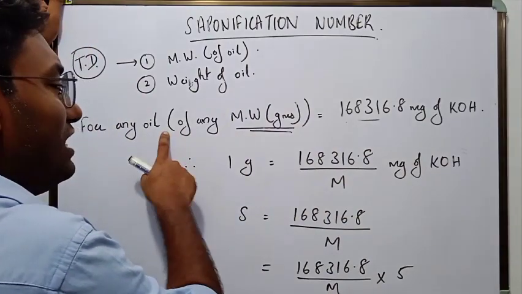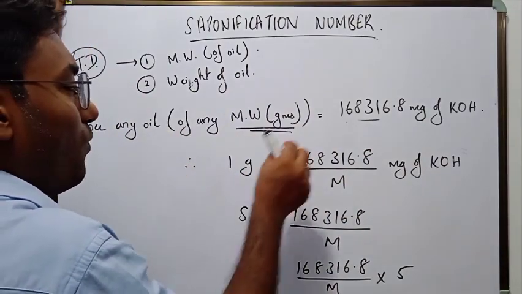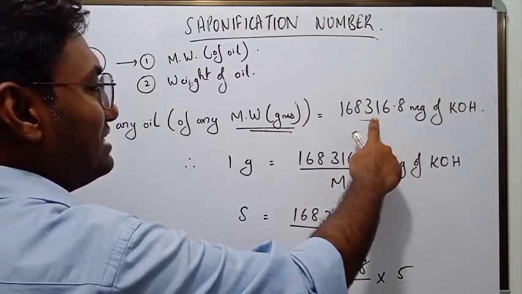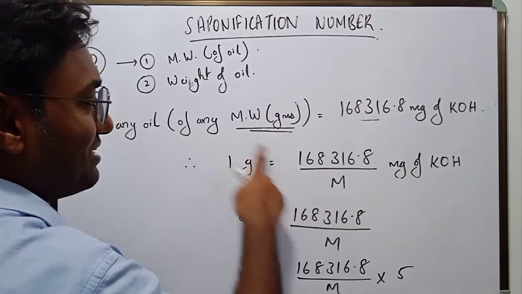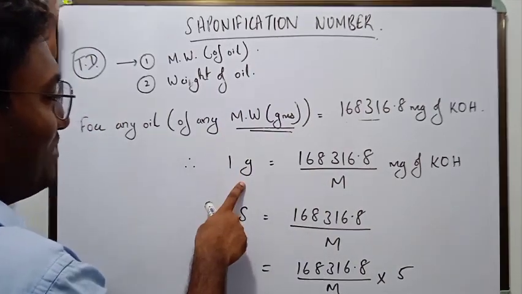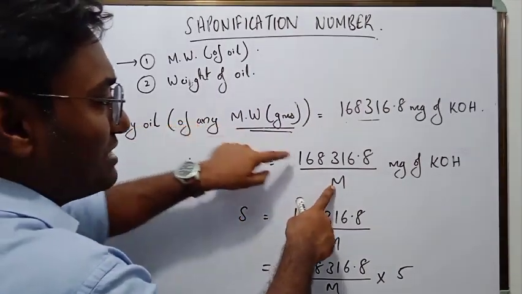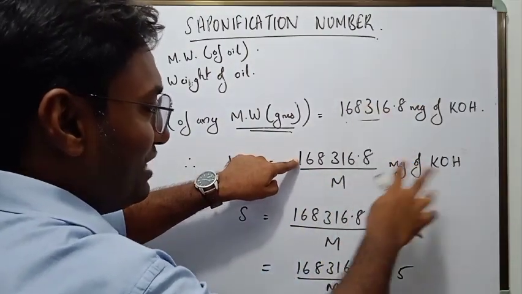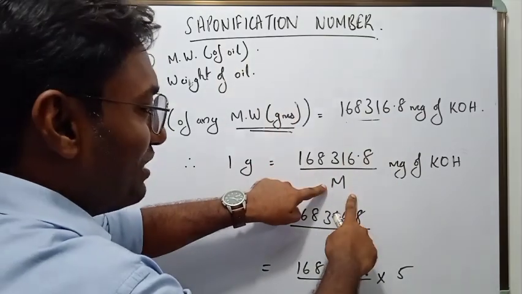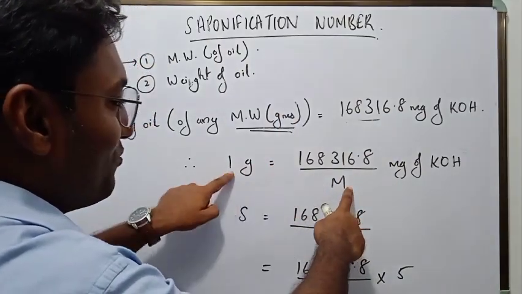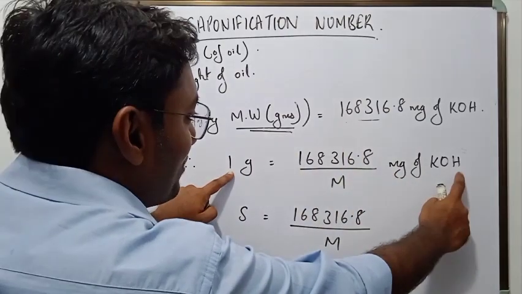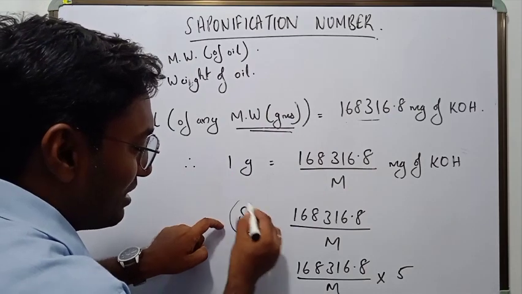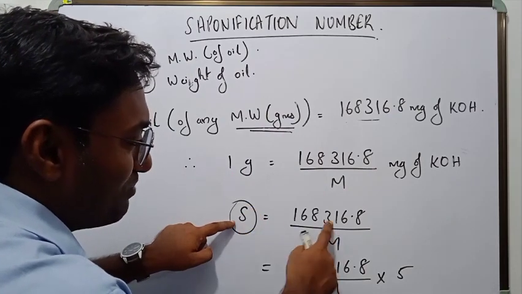So for 1 gram of such oil, what will be the milligrams of KOH consumed? That will be this figure, which is constant for any oil, divided by the molecular weight of that oil. So you will get how many milligrams of KOH are required to saponify 1 gram. That represents the saponification number. So you can get the saponification number in this way.